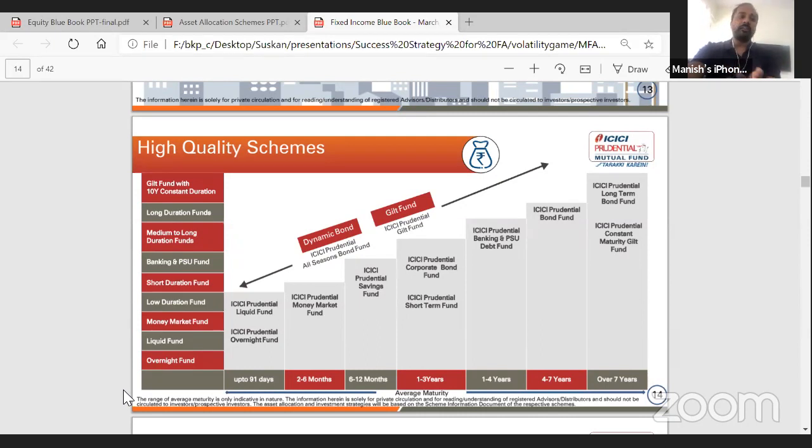So finally, if investors have a very long horizon, let's say they want to come in for 5 years, 6 years, 7 years, do you have a solution? Yes, mutual funds have products like bond fund or long-term bond fund, which have a maturity of more than 4 to 7 years, which can be recommended to this set of investors.